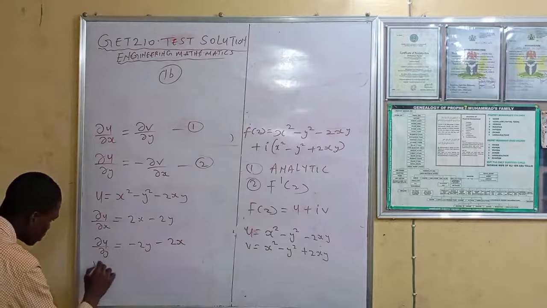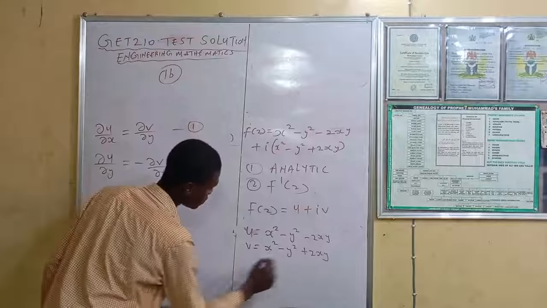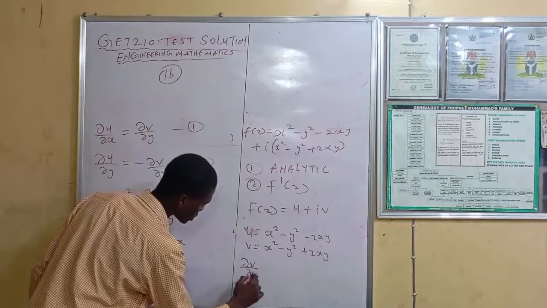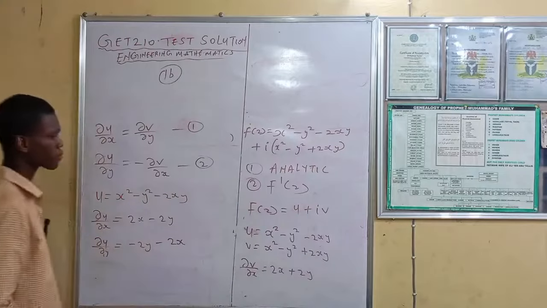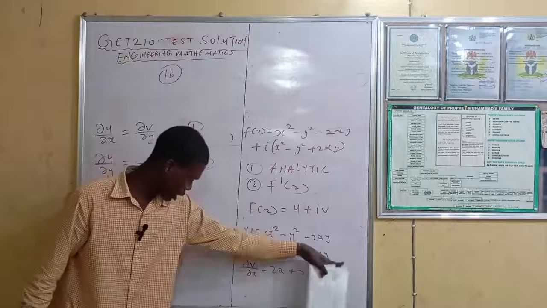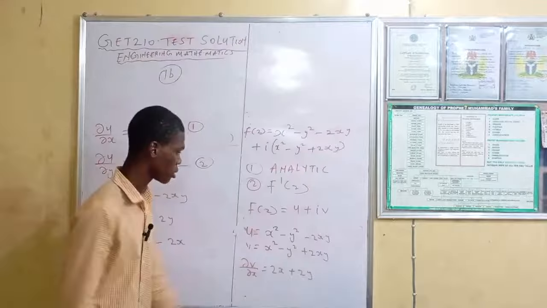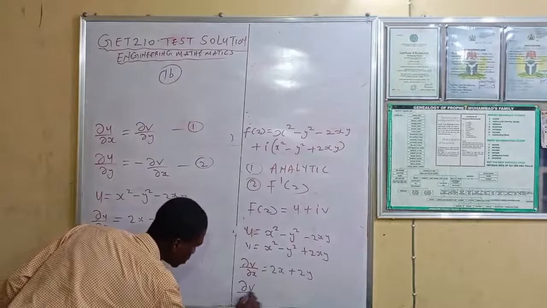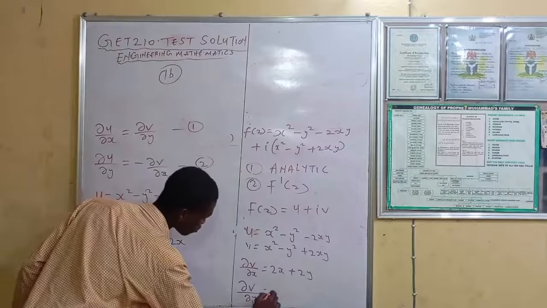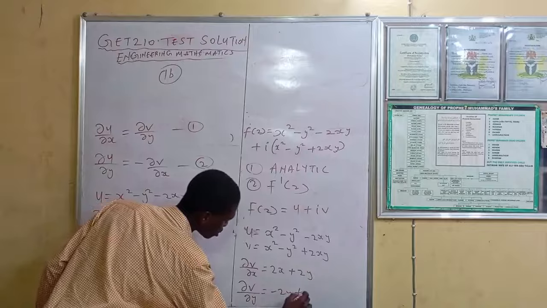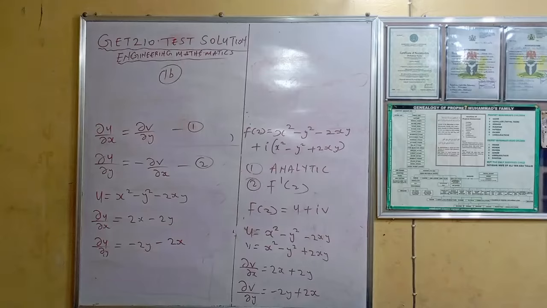Then if v is a function of this, then partial dv over dx, that will be what? 2x plus 2y. Derivative of v with respect to x: this is 2x, taking this as constant, this is 2y. Partial dv over dy, that will now be equal to minus 2y plus 2x. Any question? No question.